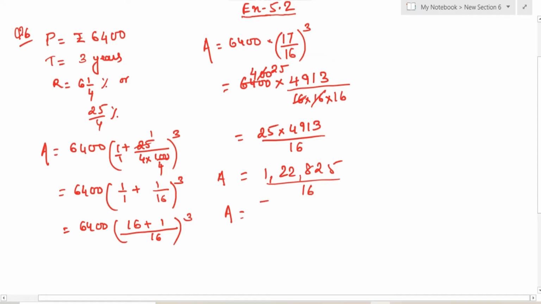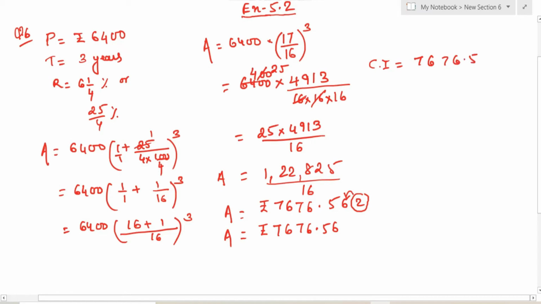that is 7,676.562. This 2 is not going to make any kind of difference for this. So if we take it correct to 2 places of decimal, it will remain 7676.56. Now this is the amount, and the question is asking to find out the CI. You know the formula of CI. The formula of CI is amount minus principal.